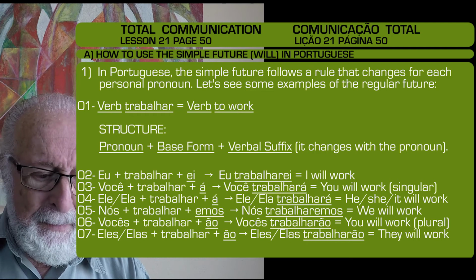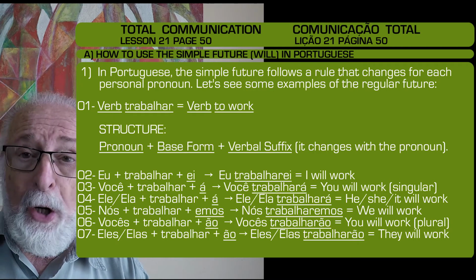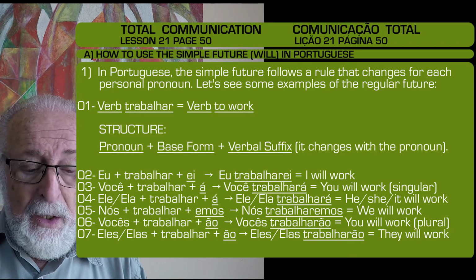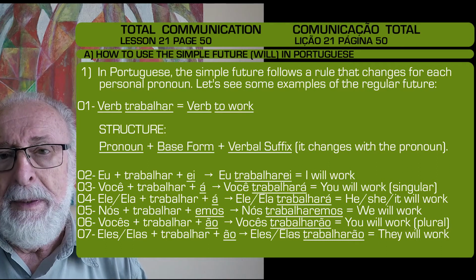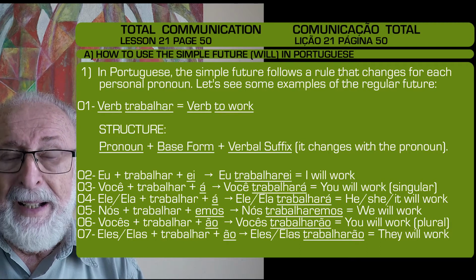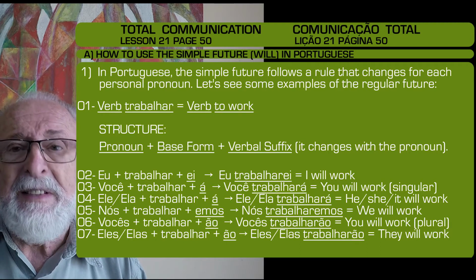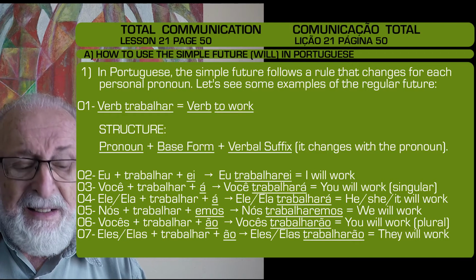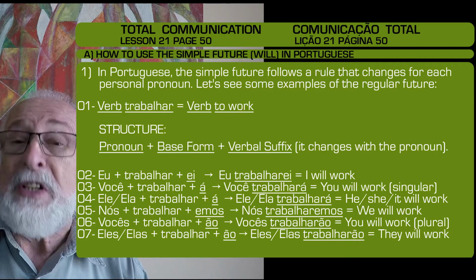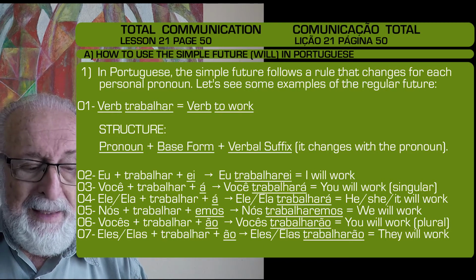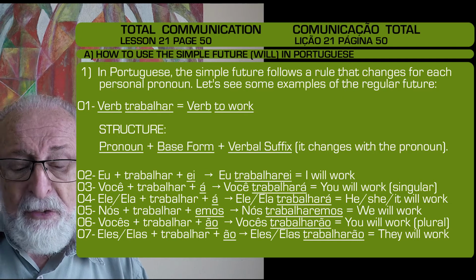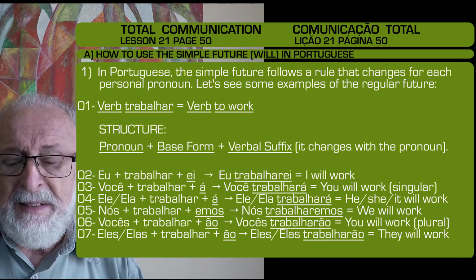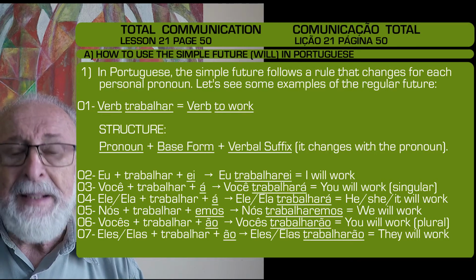In line 7, I put eles or elas. In English, you just have one way: they. But eles is the masculine form, the plural for he, and elas is the plural for she. So you say eles or elas plus trabalhar, the base form, plus ão, like in line 6. Eles ou elas trabalharão. Eles trabalharão, elas trabalharão. For you it is just they will work.